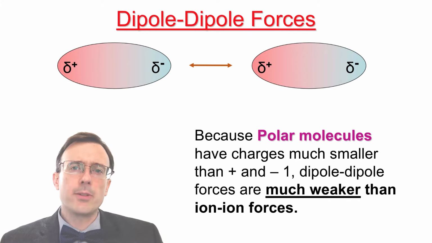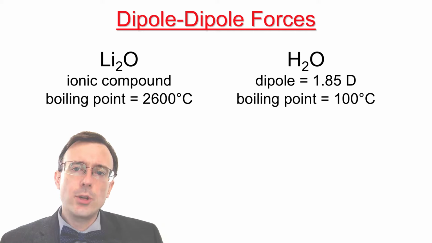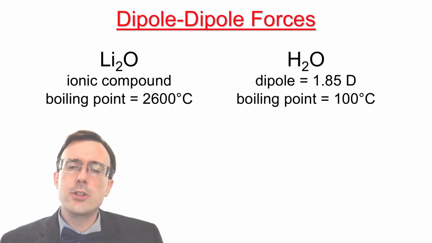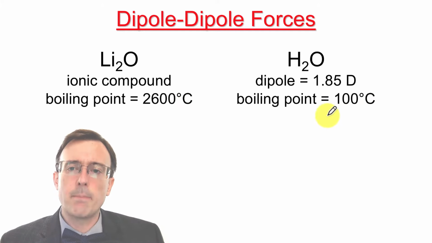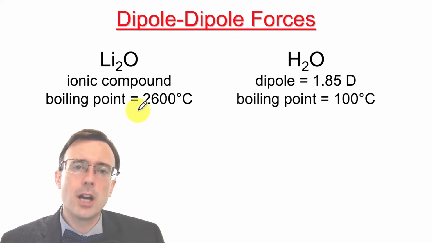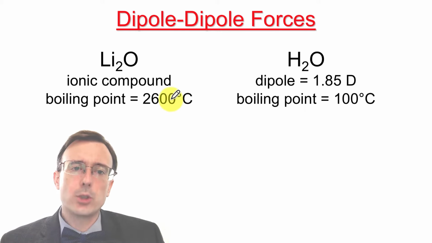Let's compare a few compounds to see how this works. Li2O is an ionic compound, whereas H2O, as we all know, is a covalent compound, that is water. Lithium oxide has a boiling point of 2,600 degrees Celsius, whereas water has a boiling point of 100 degrees Celsius, much, much lower. And that's true in general. Ionic compounds typically have much higher boiling points than covalent compounds. And that just goes to show that the attraction between the ions within lithium oxide is much, much stronger than the attraction between neighboring water molecules within water.